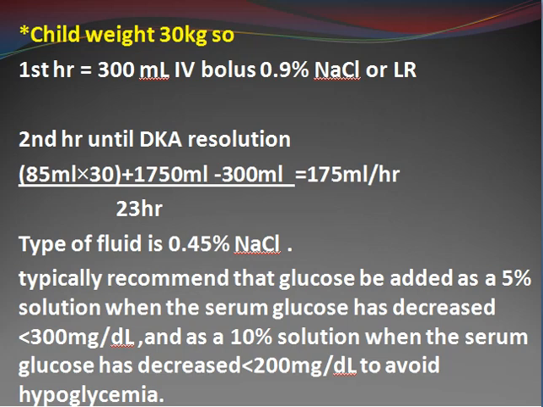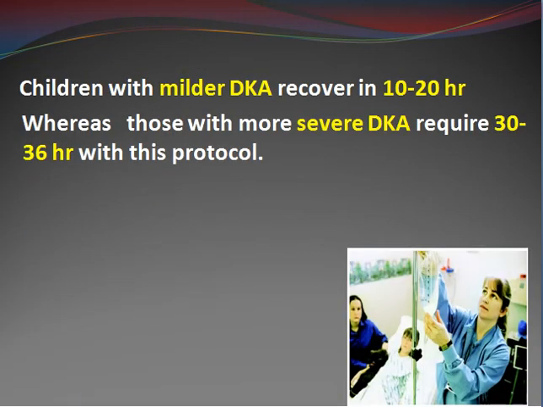The type of fluid is half normal saline, and typically we recommend that glucose be added as a 5% solution when the serum glucose has decreased to less than 300 mg per deciliter, or as a 10% solution when the serum glucose has decreased to less than 200 mg per deciliter, to avoid hypoglycemia. Children with mild DKA usually recover within 10 to 20 hours, whereas those with more severe DKA may require 30 to 36 hours with this protocol.